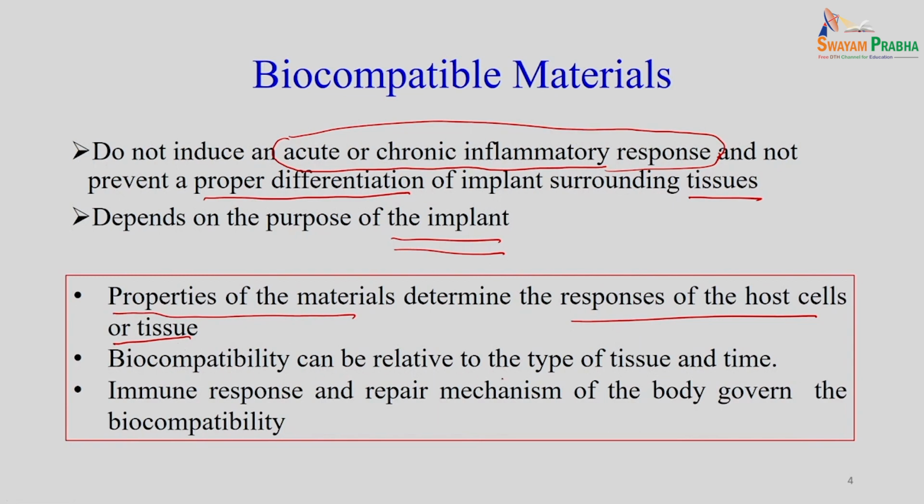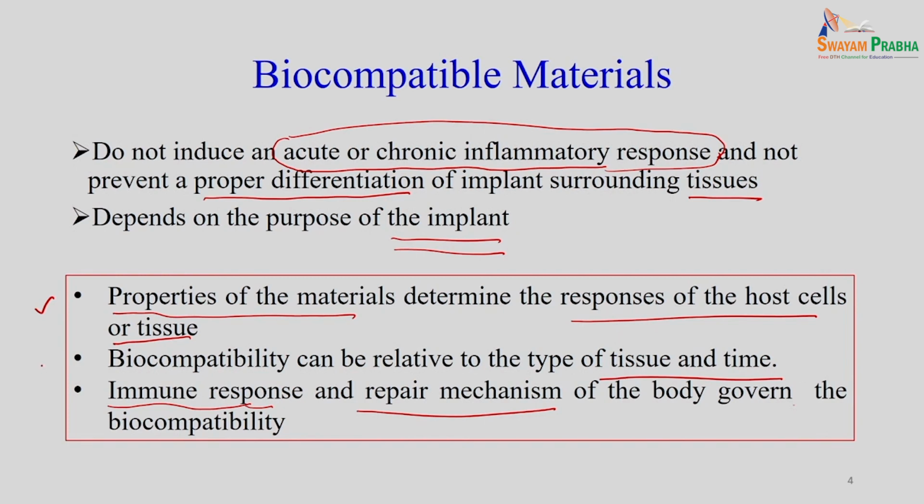And this biocompatibility can be relative to the type of cell and the duration. And finally, the immune response and the repair mechanism. So, these are the two important things, the immune response and the repair mechanism of the body, that govern the biocompatibility. So, the biocompatibility depends on the property of the material.